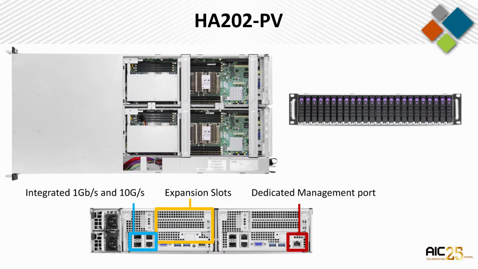If we look at the back of the unit, we'll see there are a lot of expansion slots. Other than the 2 10 gig ports and the 2 1 gig ports, we also have a bunch of extension cards: 2 x16, 1 regular PCI, 1 OCP, and an x8 card for external connectivity. Also, each node has a dedicated management port for IPMI.